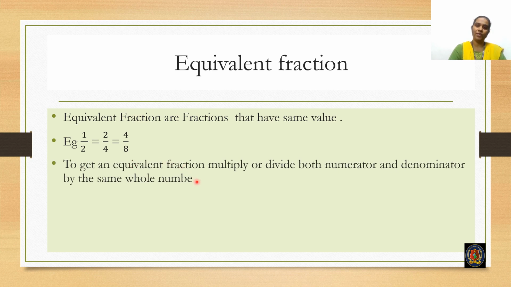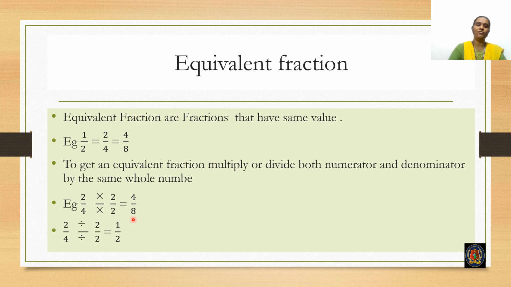How to get the equivalent fraction? We can obtain the equivalent fraction by multiplying the numerator and the denominator by the same whole number, or even by dividing the numerator and the denominator by the same whole number. For example, let us take the fraction 2 by 4. I multiply 2 by 4, both numerator and the denominator, by 2. So we will be getting 4 by 8. 2 by 4 and 4 by 8 are equivalent fraction.